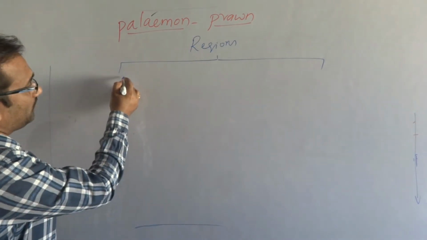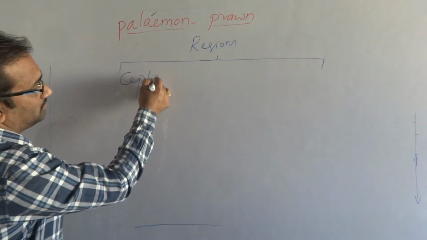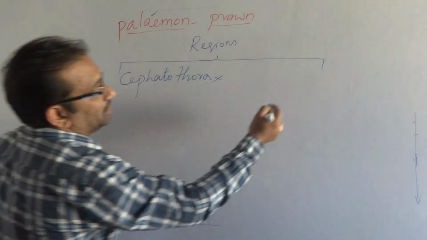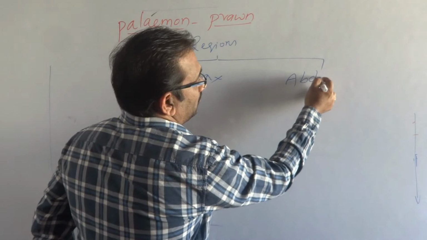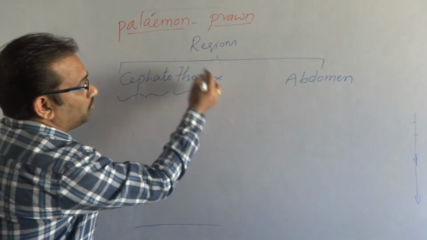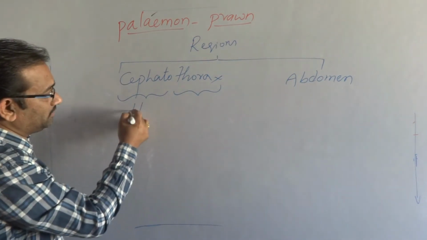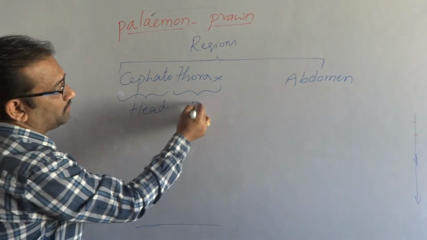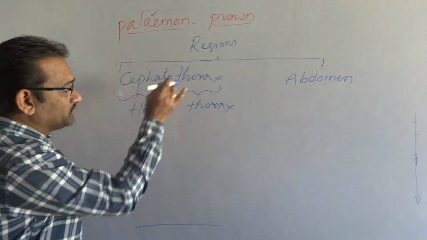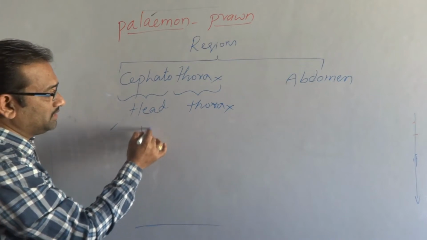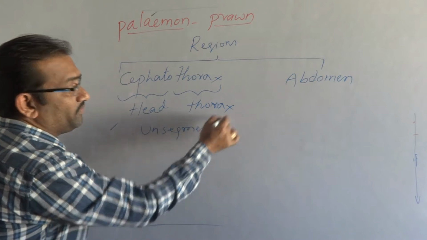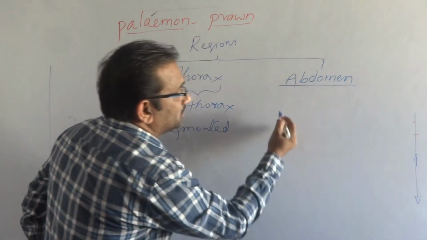One, cephalothorax. Second one, abdomen. Cephalothorax: the two parts are the head and thorax. Both are fused and unsegmented, whereas the abdomen is segmented.